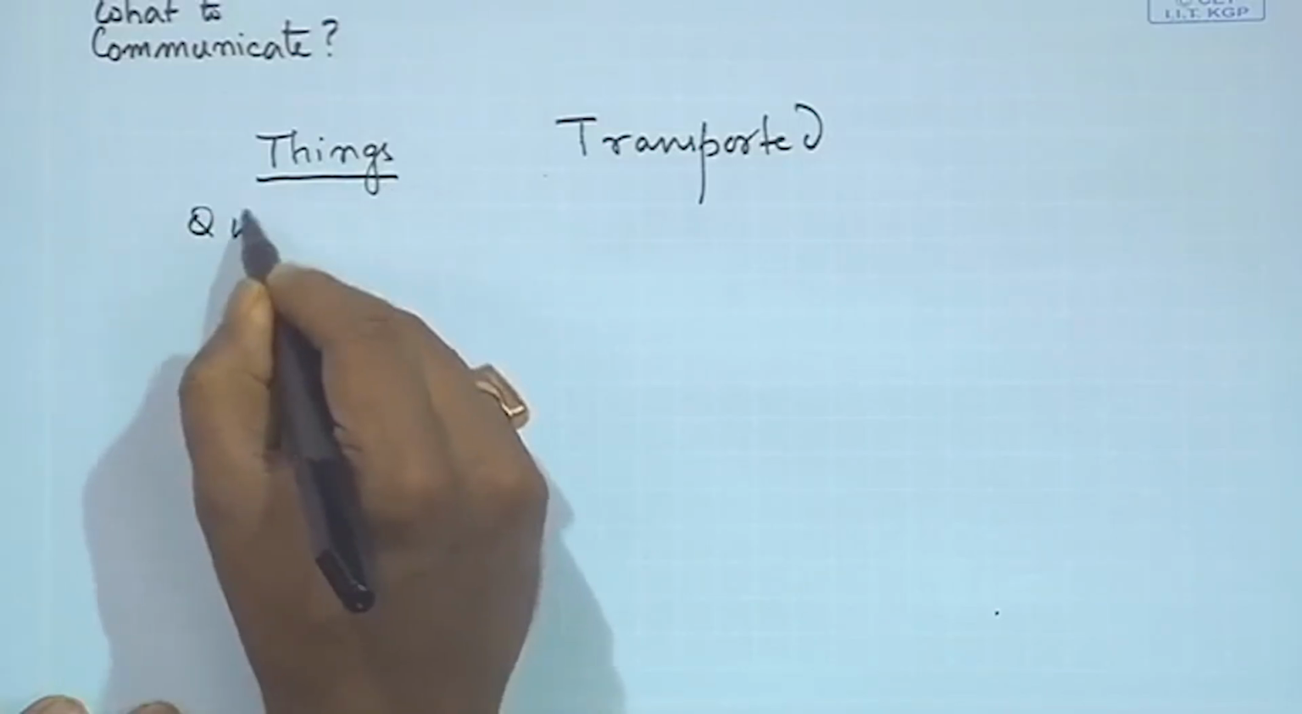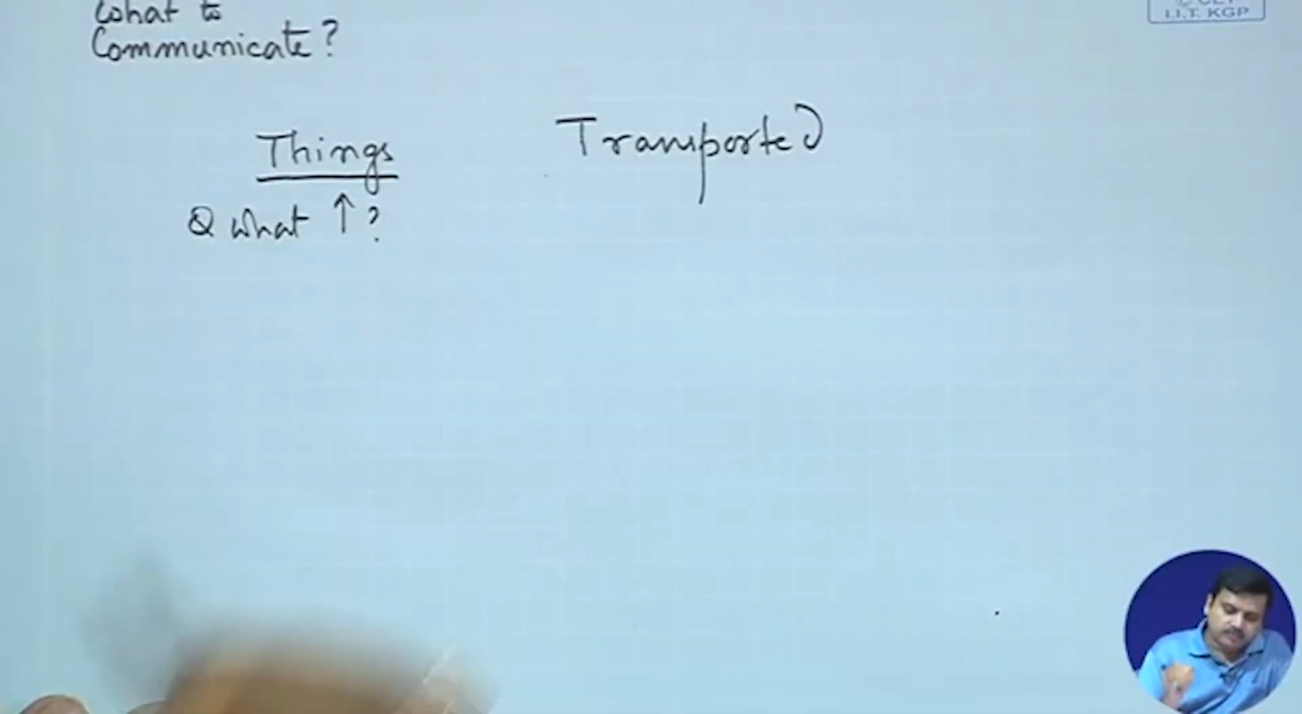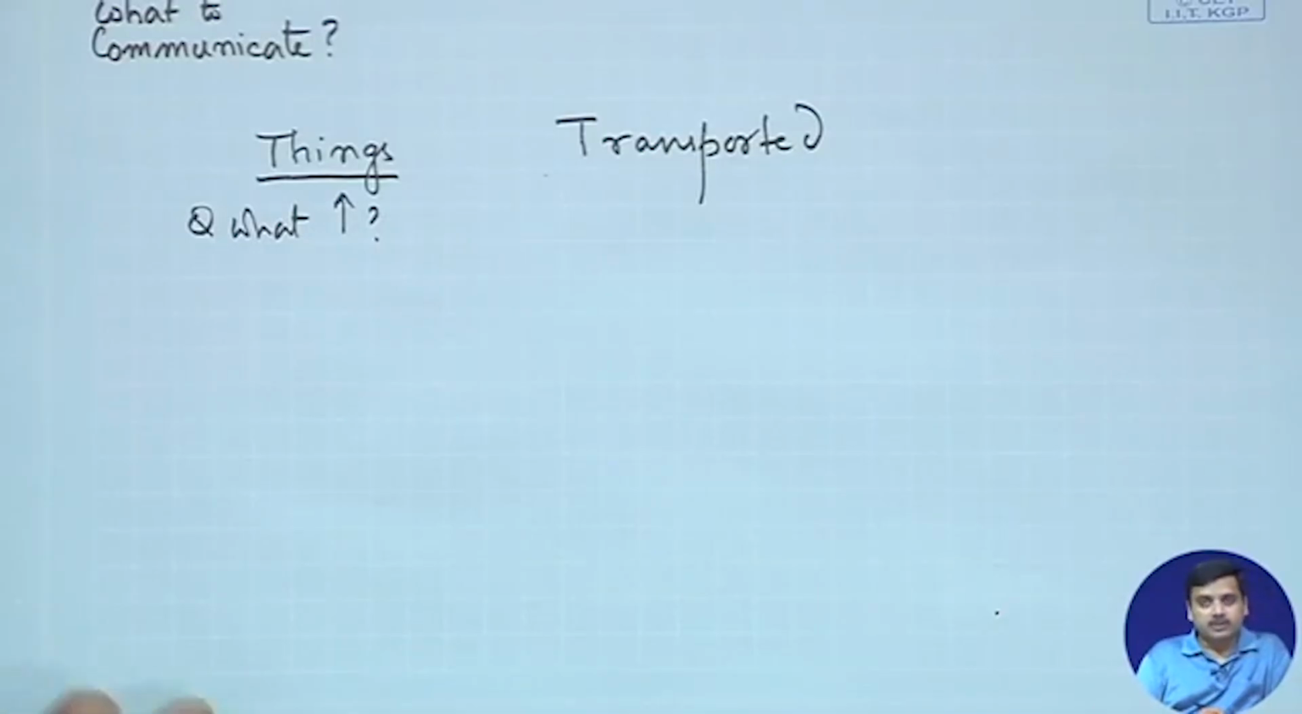When we are transporting things, you could ask what things, because accordingly your solution is going to depend on that. Suppose we want to transport logs of wood, that could be one situation. We could say we want to transport people, that could be another situation. We could say we want to transport fruits, or some things made of steel. These are a few different things.